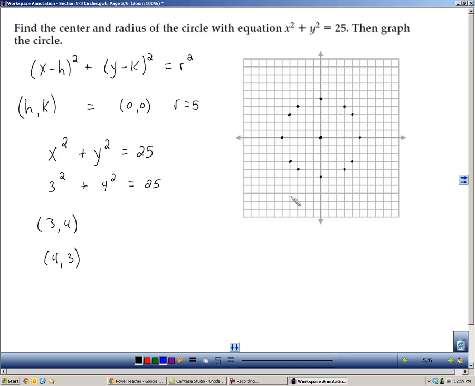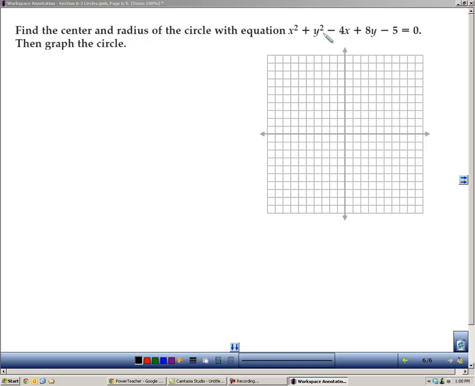So just by plugging in a point 3, 4 or 4, 3 and then using symmetry of a circle, I can graph a pretty good circle here. And so there's the graph of my circle. I know that my center was 0, 0. I'm going to label that, and I knew that my radius here was a 5.